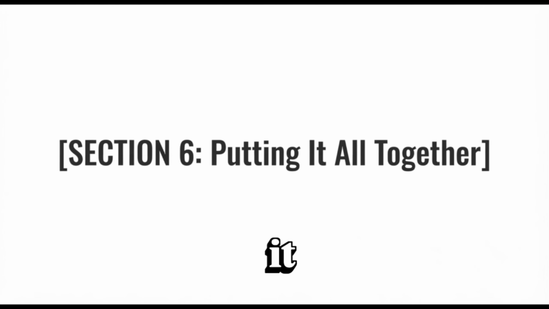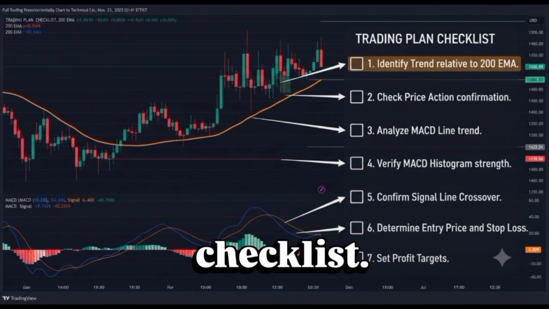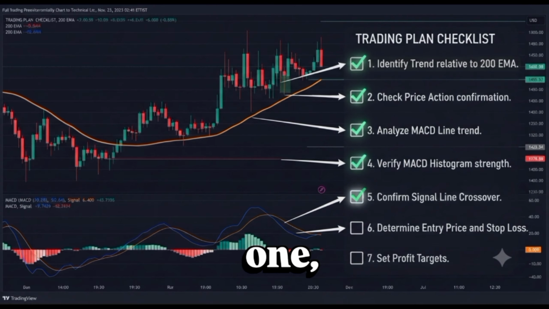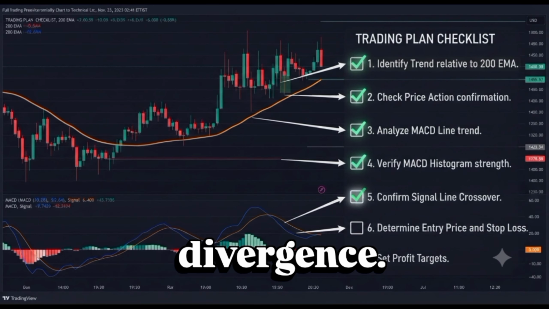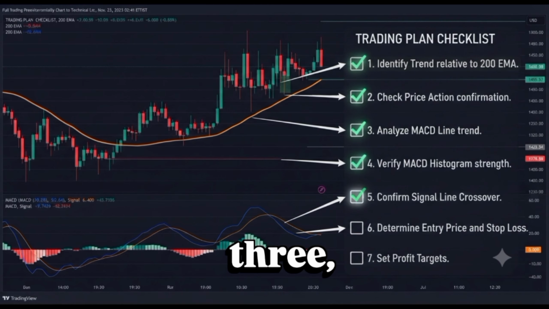Section 6. Putting it all together. Let's put it all together with a pro checklist. Step 1. Check the trend. Is price above or below the 200 exponential moving average? Step 2. Look for divergence. Is MACD disagreeing with price? Step 3. Check the histogram. Is momentum accelerating or fading? Step 4. Wait for the MACD crossover in the direction of the trend.